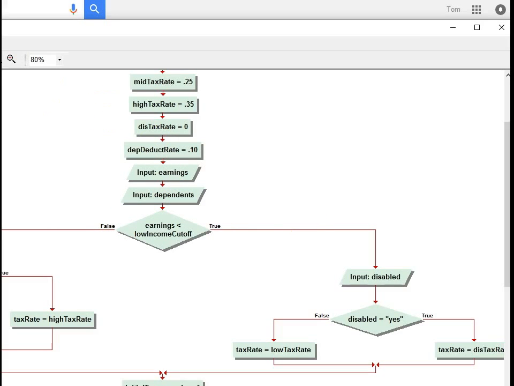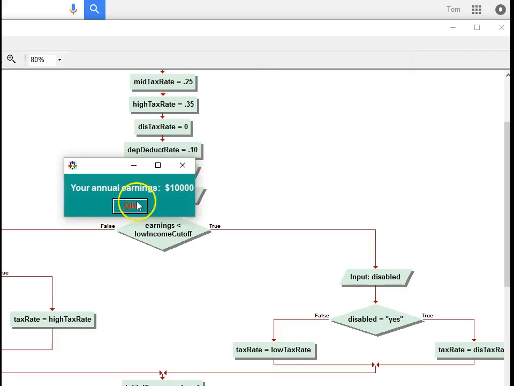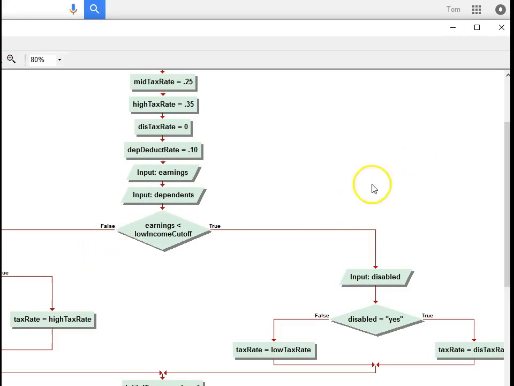And now let's do disability. So if your annual earnings are, say, 10,000, whoops. And we'll say, no, we don't have any dependents, but yes, we are disabled. Now it's 10,000, and our tax is 0. Our deduction is 0. Our final tax is 0. Perfect. All right, so that's a flow chart. Now we're ready to go ahead and code it all out.